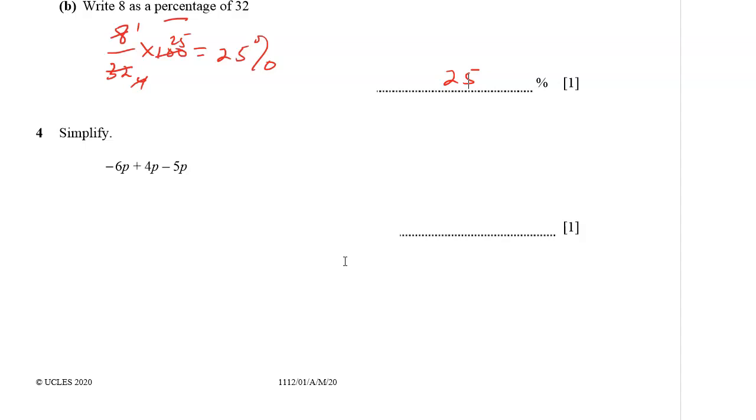Number 4, simplify this. Of course, to simplify this, you will use brackets, indices, division, multiplication, addition, and subtraction, BIDMAS. There's no brackets, no indices, no division, no multiplication, there's addition. So you will add these two. When you add these two, you'll get minus 2p. They are the like terms. Then you minus 5p. Subtraction is the last one. Therefore, you'll get minus 7p. Minus 7p is the answer.